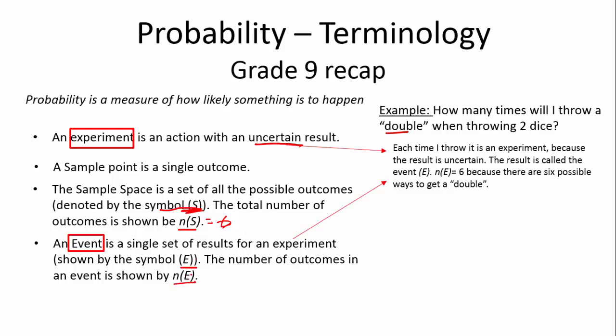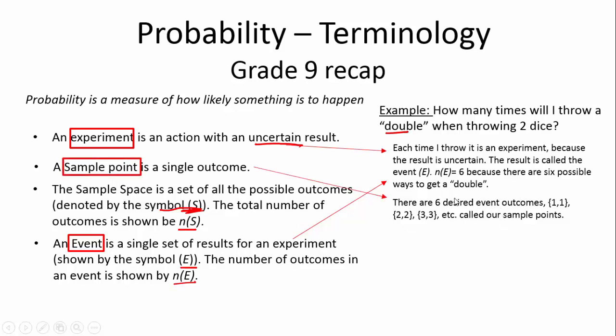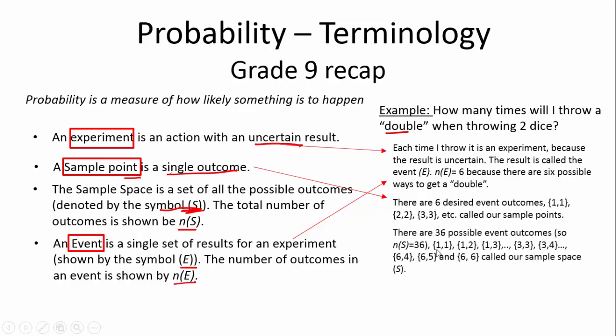So the number of, ignore this, sorry, this was an old one where we weren't trying to get a double. So the number of possible events that we want, a single set of desired results, is n(E), and that is 6. There are 6 desired outcomes: 1,1, 2,2, 3,3, 4,4, 5,5, 6,6. That's the only way you can get a double. There's 6 of them. Those are called our sample points. It's a single outcome that we want, and there's 6 of them. There are 36 possible outcomes, right? So the number, n(S), of the possible outcomes, the sample space, is 36.